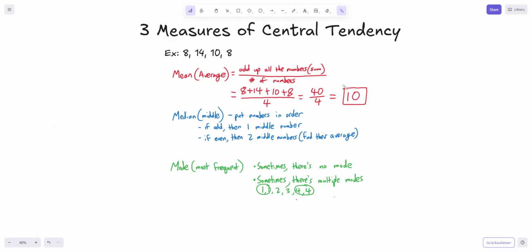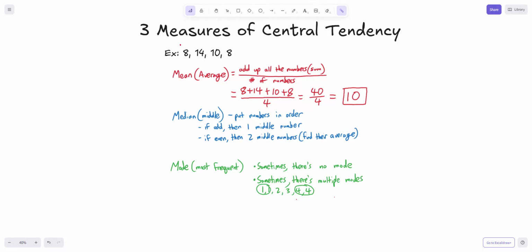Besides mean, the second measure of central tendency is the median. The median is the middle number. But very important, the first step to finding the median is that it's the middle number when they're in number order. So you have to put the numbers in order. And if your data set has an odd set of numbers, let's say it has 3, 5, 7, 9 numbers, then there's exactly one middle number. Then the median is really easy to calculate.